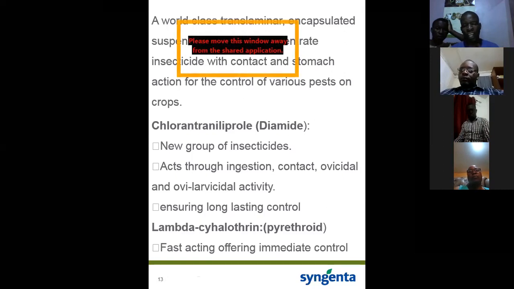So if you've got caterpillars, you've got aphids, this lambda is able to control those insects.